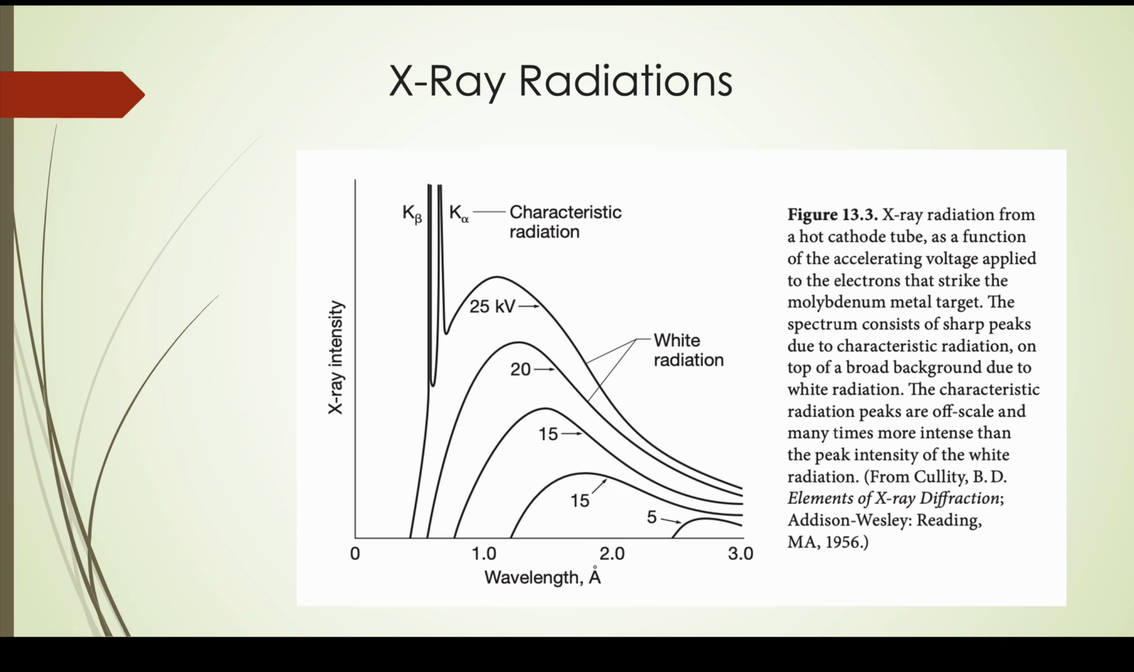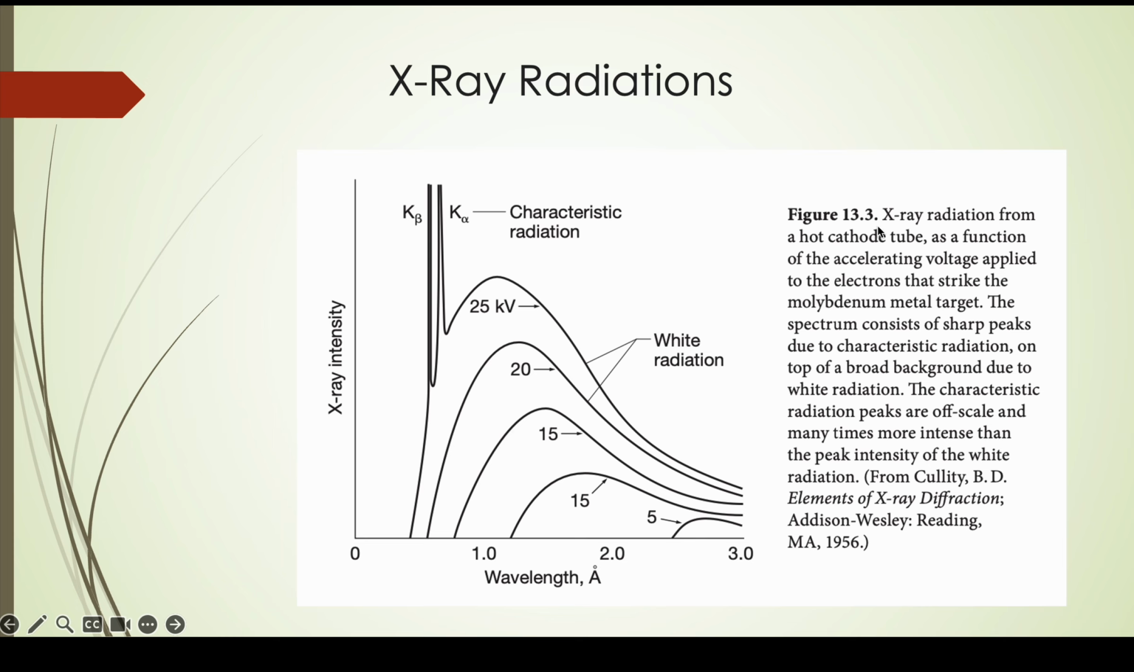So here is the X-ray intensity versus wavelength that we are showing. These are the two types of radiation that we have discussed: here is the white radiation, and here is the characteristic radiation. You can observe that the characteristic radiation has sharp peaks, and the white radiation has a continuous spectrum.